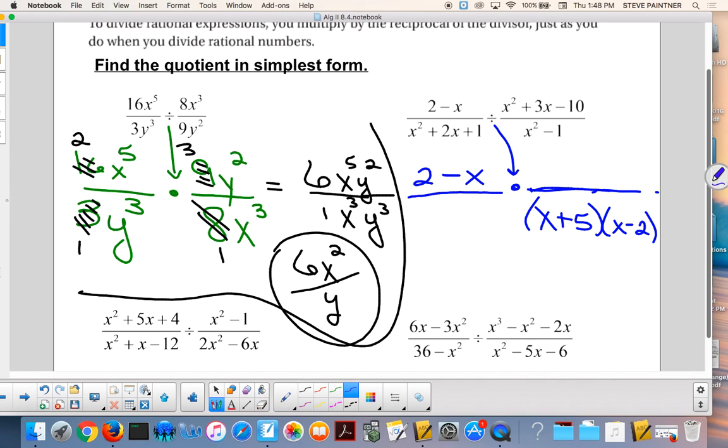So that gets flipped to the bottom. This one goes to the top. So x squared minus 1 becomes what? X minus 1 times x plus 1.